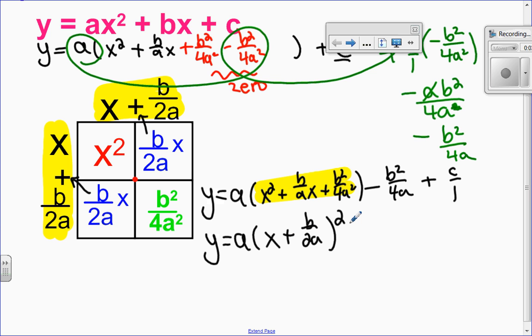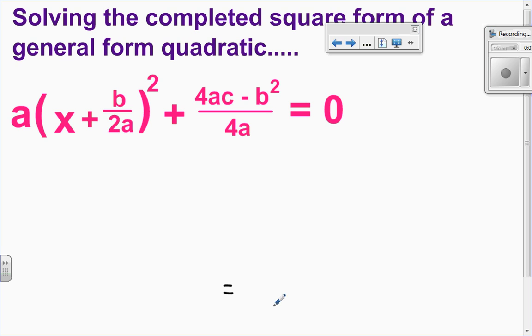And now I just have to combine like terms on the outside. So I want a common denominator. I'm going to use a common denominator of 4a. So this one's already out of 4a. So here I would multiply top and bottom by 4a, and I would get 4ac. So let's combine those together.